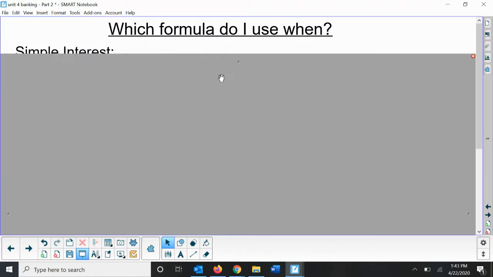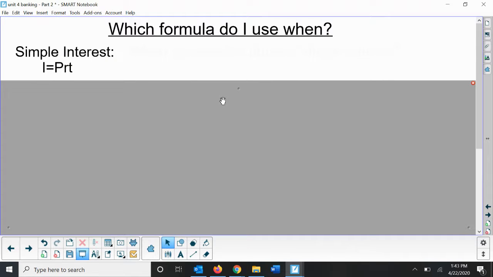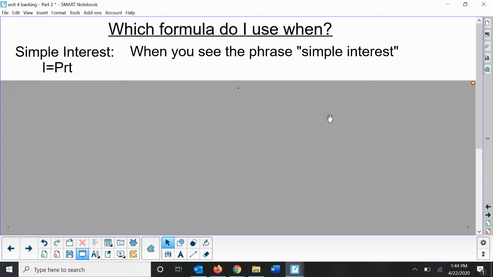So the first one we talked about was simple interest, and that's our formula, I equals PRT. And how do we know when it's a simple interest problem? Well, we'll actually see the phrase simple interest in the problem. So it might say 5% with simple interest. So looking for that simple interest phrase, that's your big clue for simple interest problems.